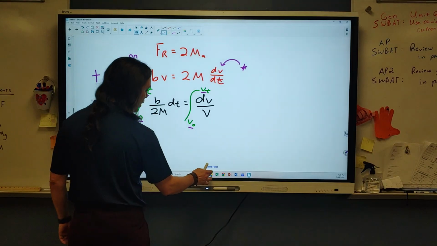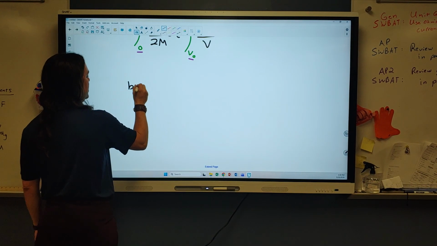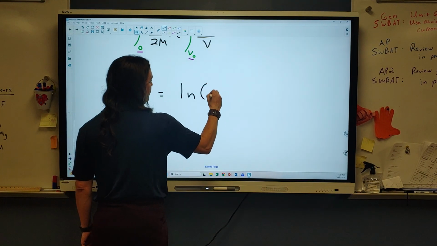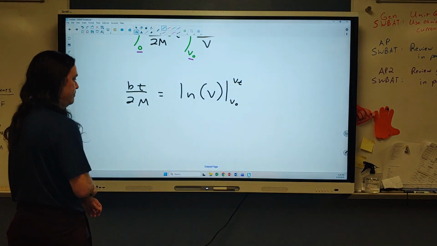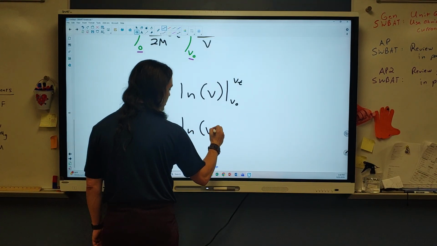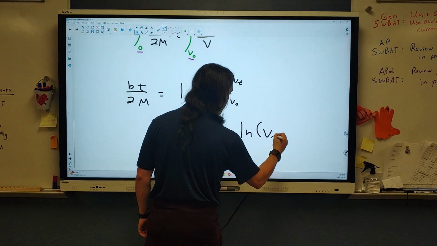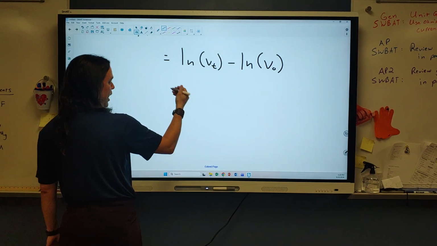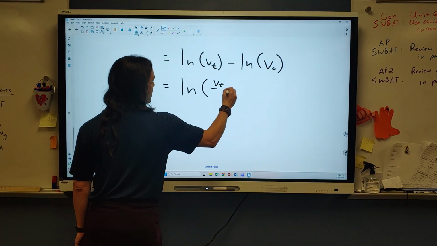For this portion, okay, with this, I would end up with the following. The left-hand side becomes bt over 2m, and that's going to be equal to the natural log of v evaluated from v naught to v as a function of time. In this case, this would end up being the natural log of vt minus the natural log of v naught. That's how I would set up and evaluate my limits of integration. And by the rules of logs and exponents, we'd end up with the following. I could rewrite this as natural log of vt over v naught.